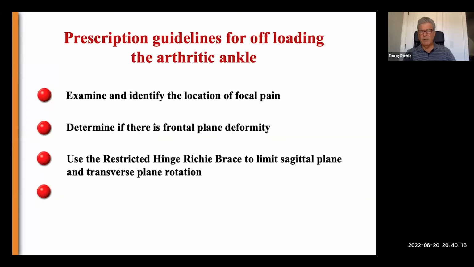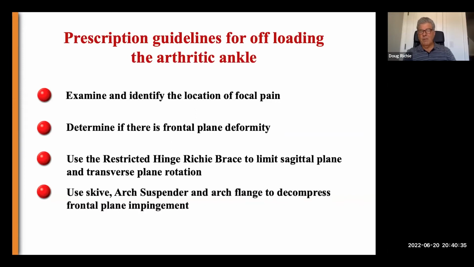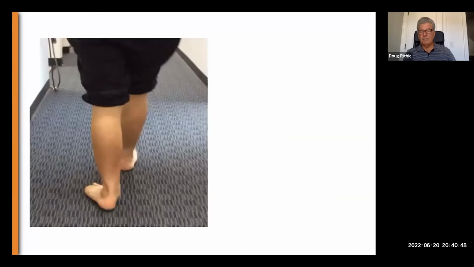In the ankle and the subtalar joint, we tend to use the restricted hinge Richie brace because it limits sagittal plane motion. And as I showed you earlier, it's really designed to limit the translational motion of the ankle joint that occurs after ligamentous disruption. We can add techniques to the cast correction, such as a medial skive, an arch suspender, and flanges to the foot plate to further induce valgus or varus torque and decompress proximal joints.